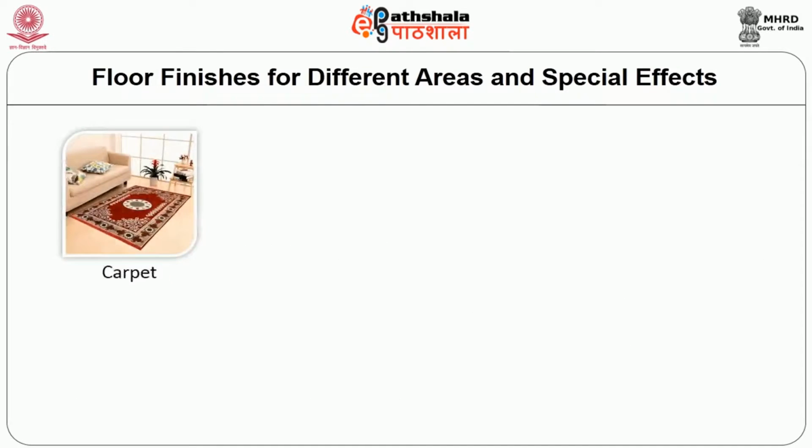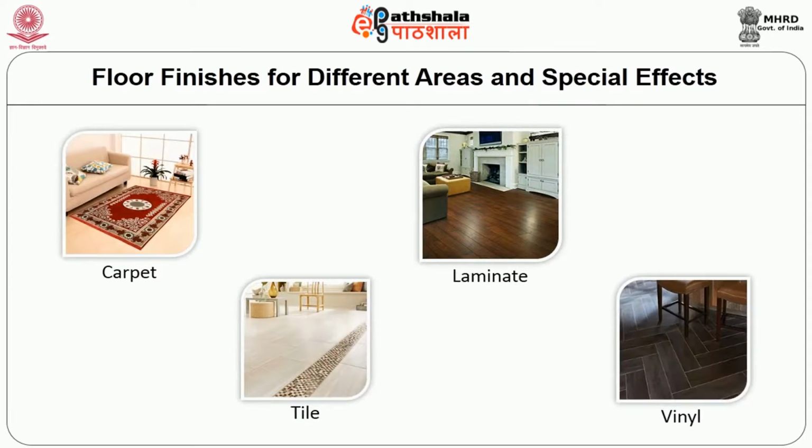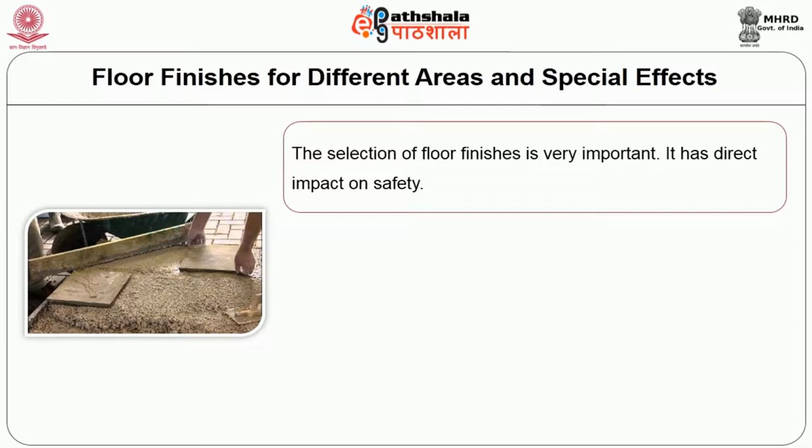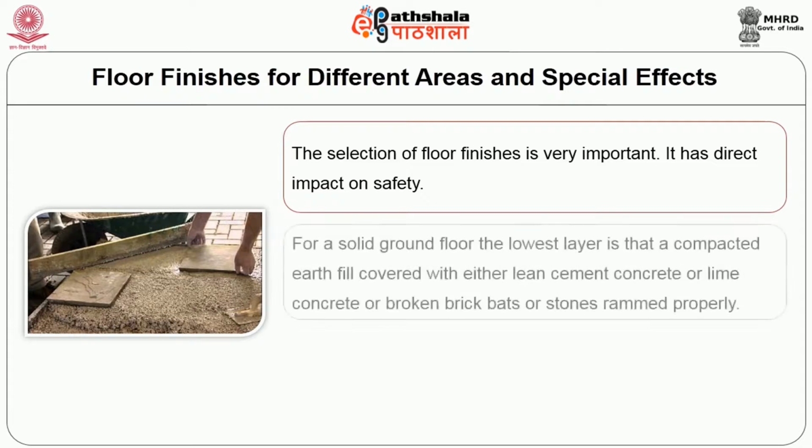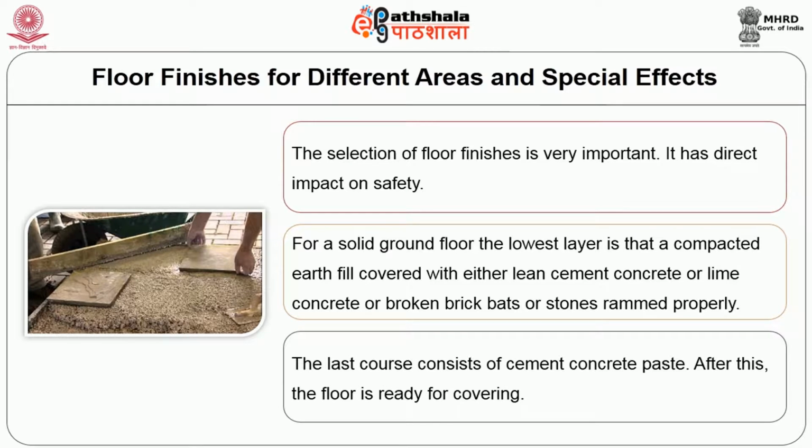Materials are mostly classified as flooring, including carpet, laminate, tile and vinyl. The selection of floor finishes is very important and has a direct impact on safety. For a solid ground floor, the lowest layer has compact earth filled and covered with either lean cement concrete or lime concrete or broken brick bats and stones, and they are all rammed properly. The last course consists of cement concrete paste. After this, the floor is ready for its covering.